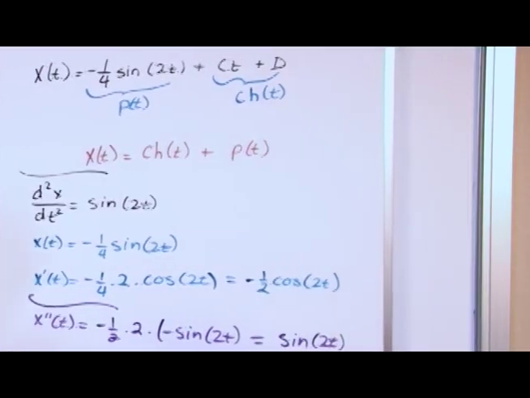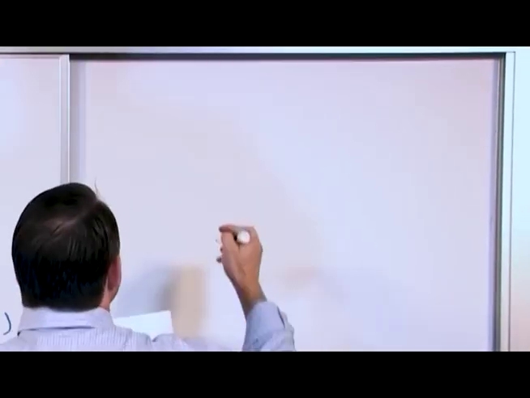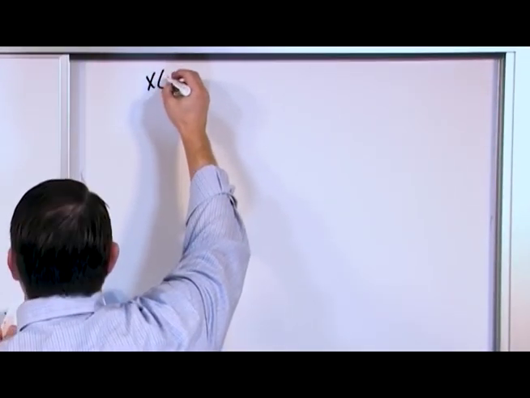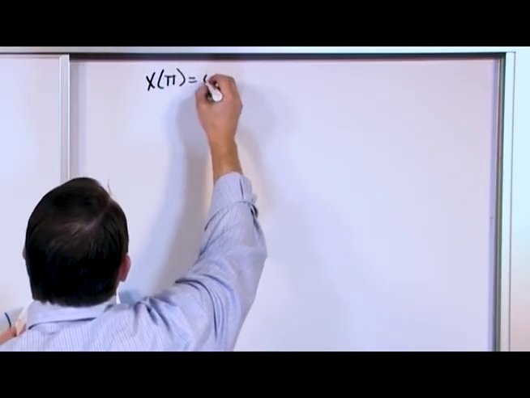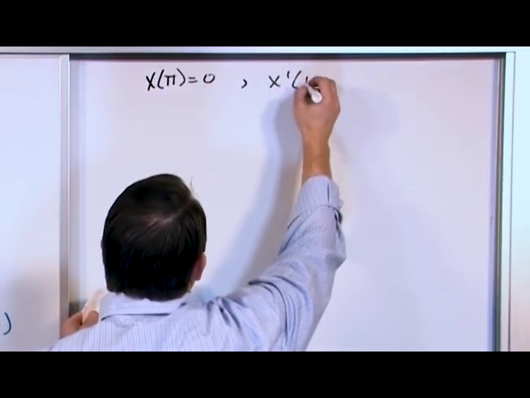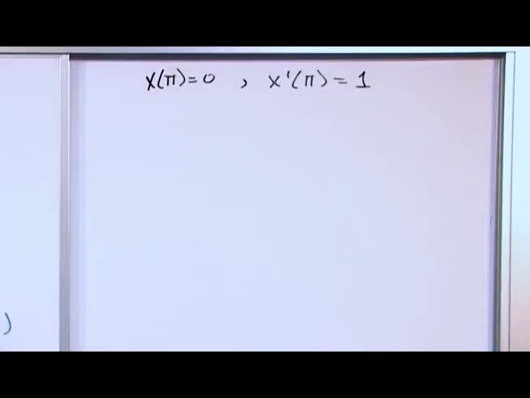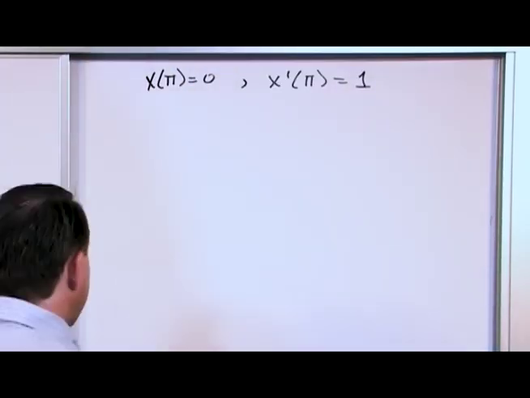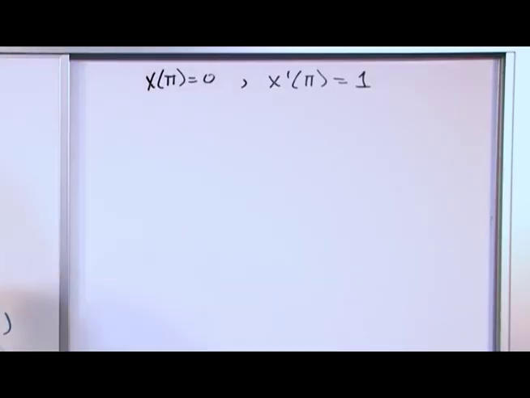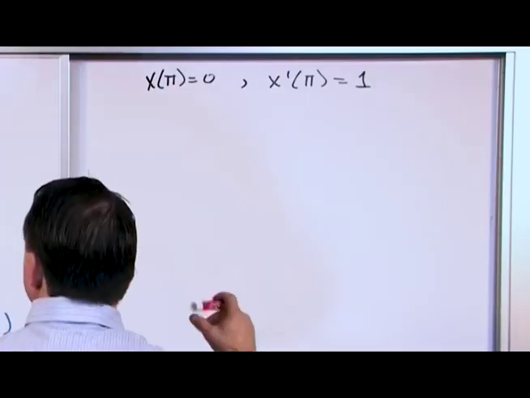So what we need to do is solve this equation given our initial conditions. And our initial conditions, just to remind you, were x at pi is equal to 0 and x prime at pi is equal to 1. Those are your two initial conditions. So what we need to do is plug these guys in. And just to make it absolutely clear, I'm going to write them over again.